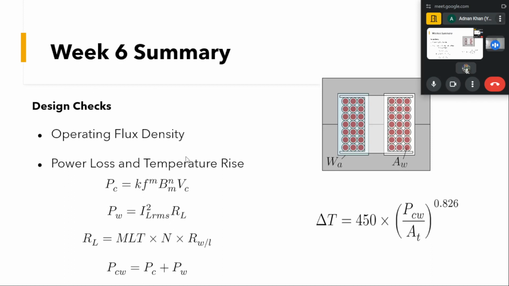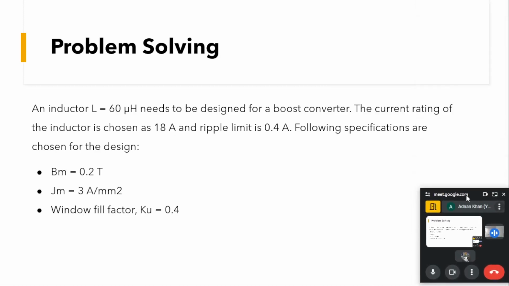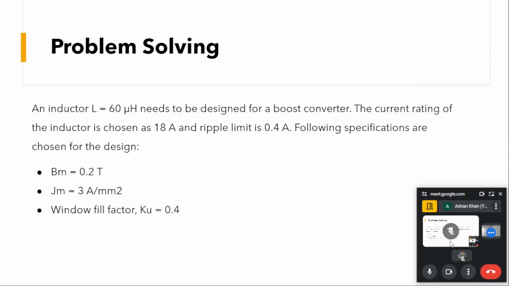So this was about the design checks that you need to take into consideration before designing a particular inductor, so it should follow that. Now we shall move towards the problem solving, and you shall see how we are going to design a particular inductor.